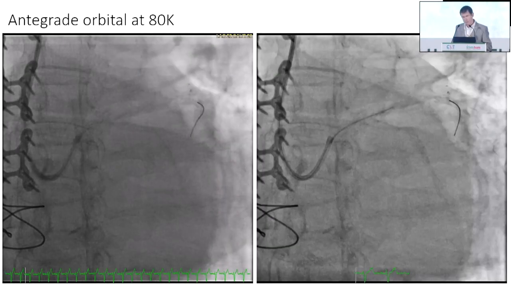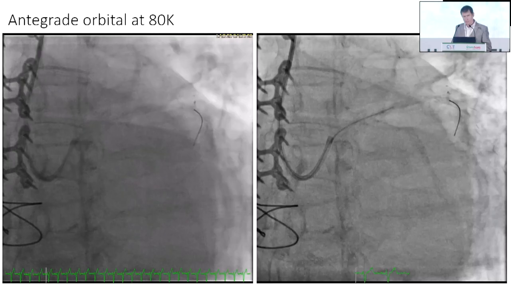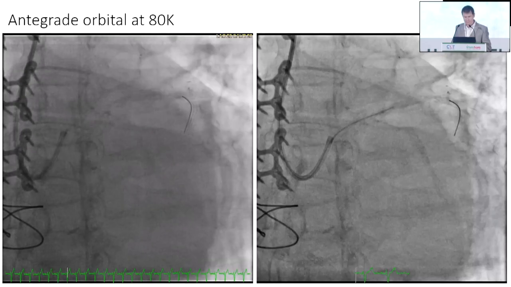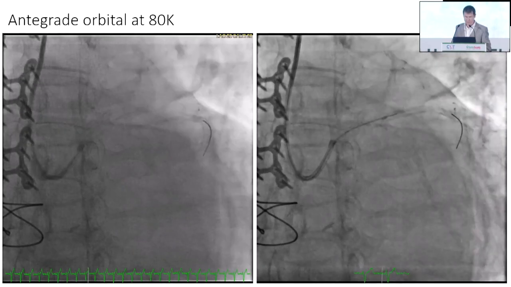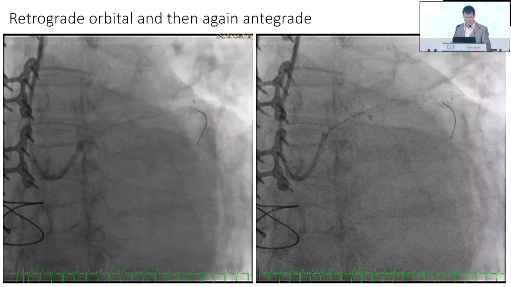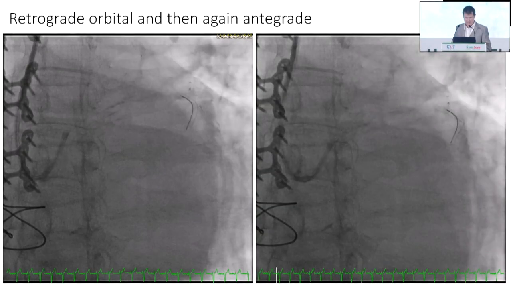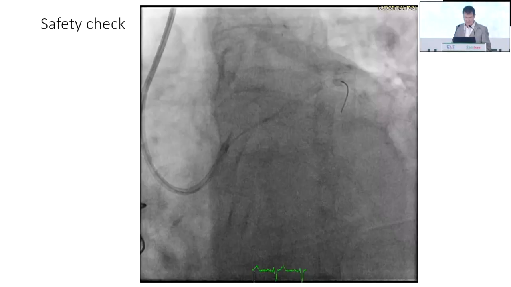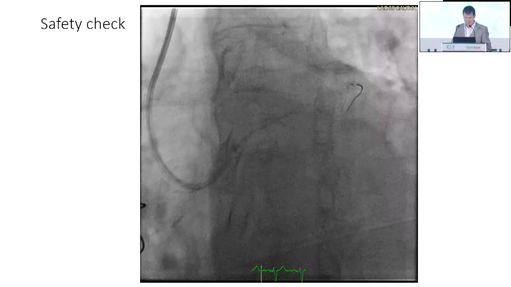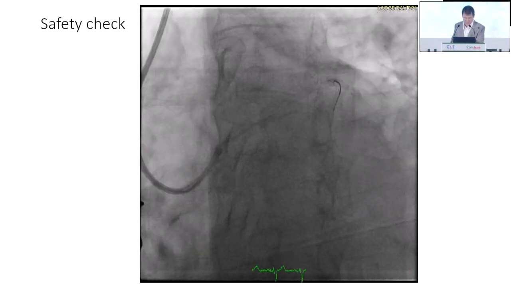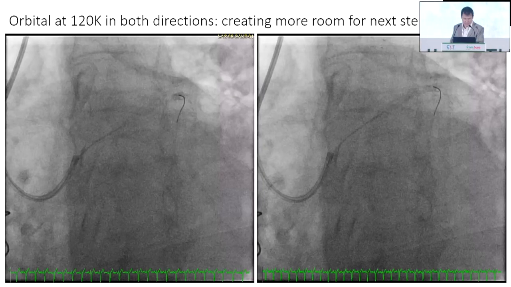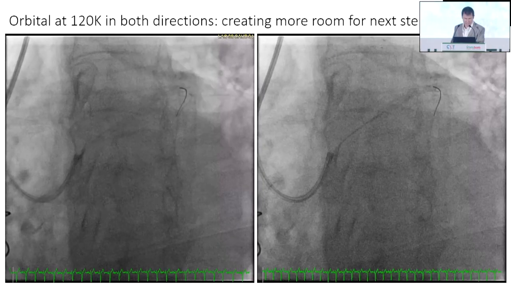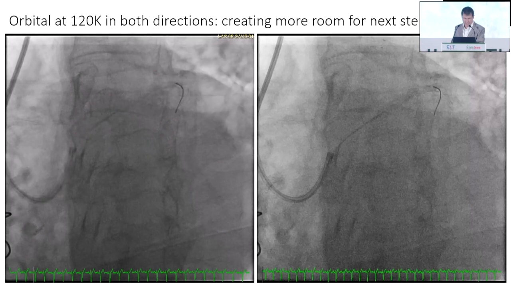Because I thought if I now balloon left main-to-LAD, I may lose the circumflex. So again, antegrade, and you all did orbital, you know, 3-4 times. Then I did the same safety check. It was my first case, so I did a bit of extra contrast. And then orbital at 120, both ways.